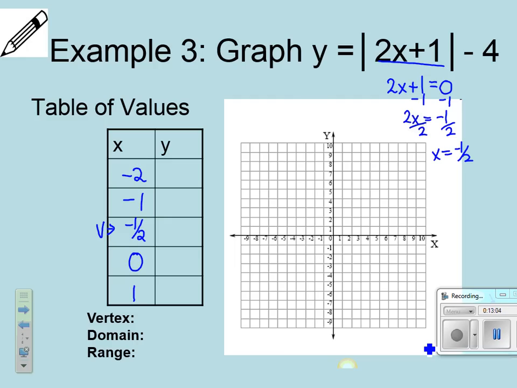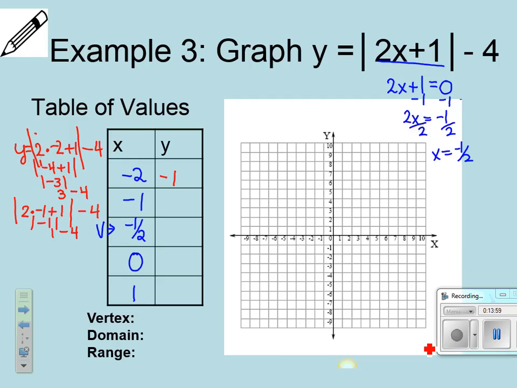And then I'm going to plug them back into the equation and make sure that I get my complete table. So I'll have y equals absolute value of 2 times negative 2 plus 1, subtract 4. 2 times negative 2 is negative 4 plus 1, absolute value of negative 3. Absolute value is 3, minus 4 is negative 1. And I have to do that every single time. Absolute value of 2 times negative 1 plus 1, subtract 4. 2 times negative 1 is negative 2 plus 1 is negative 1. The absolute value of negative 1 is 1. 1 subtract 4 is negative 3.